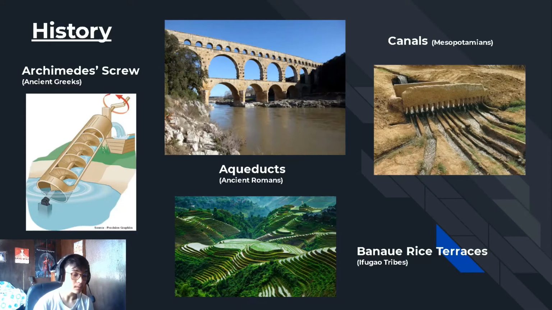So, as Filipinos, we also have an example of water resources engineering in our history. The Banawe rice terraces made by the Ifugao people can be considered as water resources engineering due to its staircase-like structure, and thus when one step becomes full, it passes water onto the other, and so on and so forth.